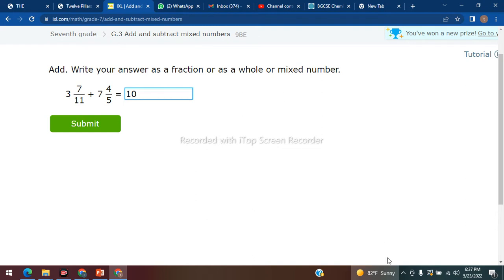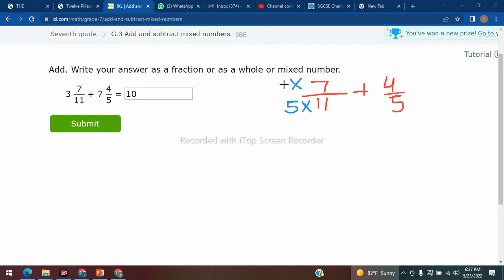And then we have to deal with the fractional parts, right? So it's going to be 7 over 11 plus 4 over 5. The common denominator is 55, very good. Multiply 11 by what to get 55? 5. Multiply 11 by 5 to get 55.